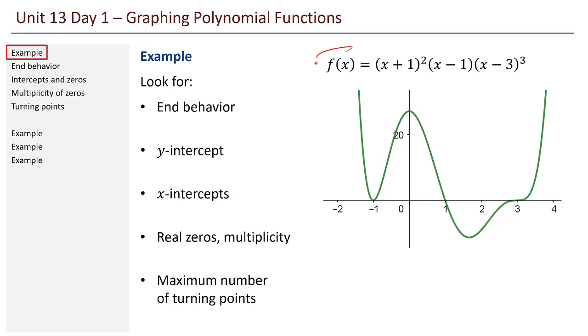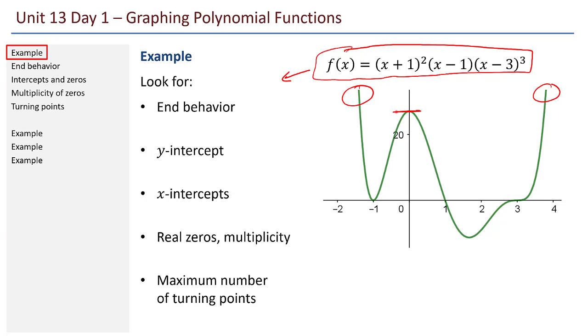Here's an example. So here is a polynomial function and what its graph looks like. In general, we won't be given the graph. We're given the function, but then we have to use some different characteristics of that function to figure out what the graph looks like. We'll consider the end behavior. So in this case, both ends of the graph finish upward. We'll look at the y-intercept. So how high does the graph actually get when it crosses the y-axis?